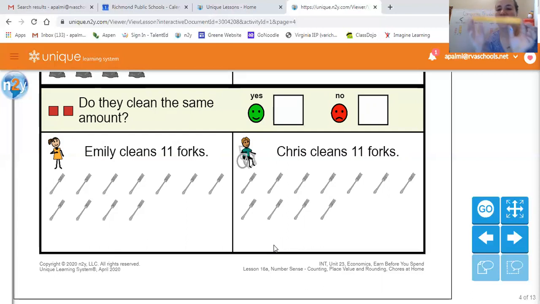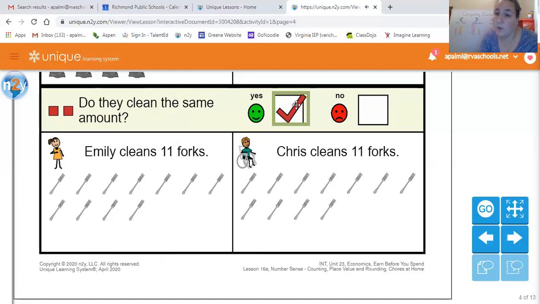All right, so here is Chris's blocks of 11. He has a yellow tower of 11 blocks because he had 11 forks. So I'm going to put my towers next to each other, and we want to know if they cleaned the same amount. So if I line these up, are they the same length? Do they look the same height? My answer is thumbs up if you think yes, thumbs down if you think no. All right, I'm seeing lots of thumbs up, so that's a great job. They are the same. So I'm going to put my yes, they are the same.